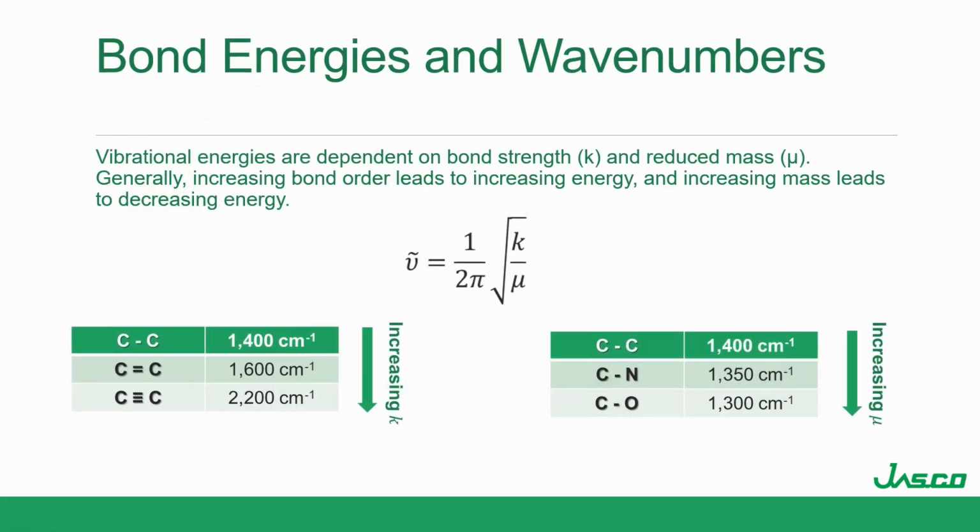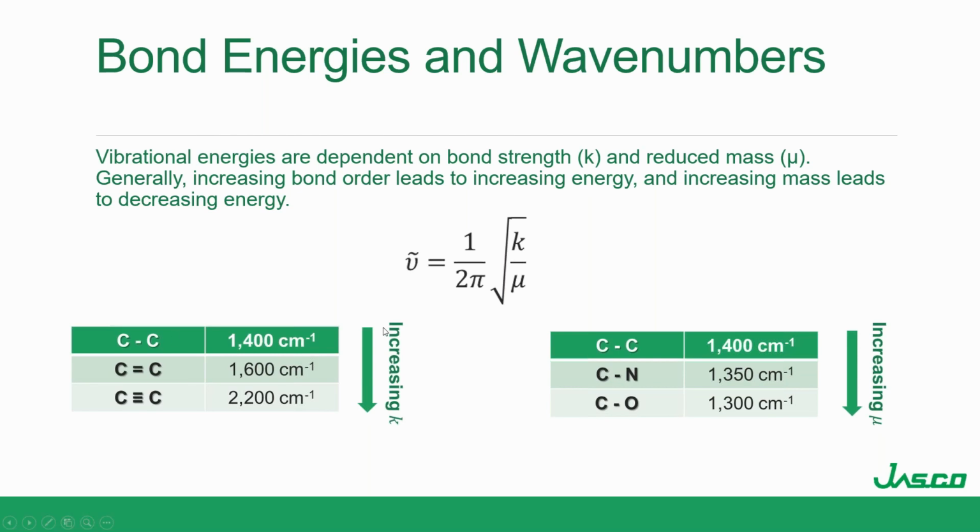So why do they have different energies? Well, each one of those has a different spring constant, so that's K in this equation. The energy is approximately 1 over 2 pi times the square root of K over mu. K is the force constant, or the amount of energy it takes to move the bond, and mu is the reduced mass of the bond. So all of those modes had the same reduced mass, but they had different Ks.